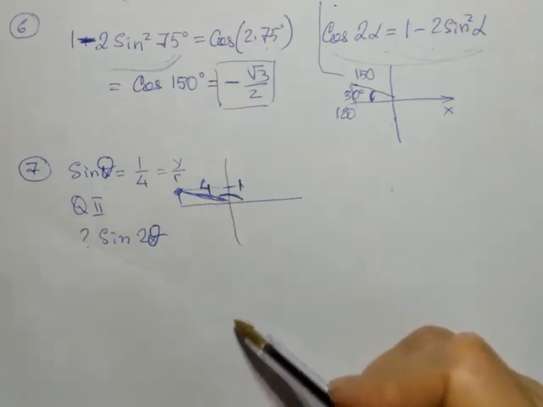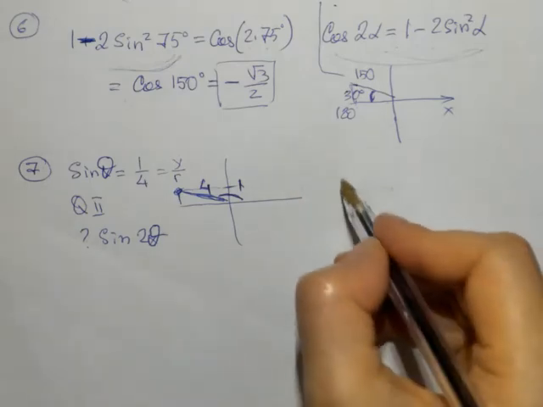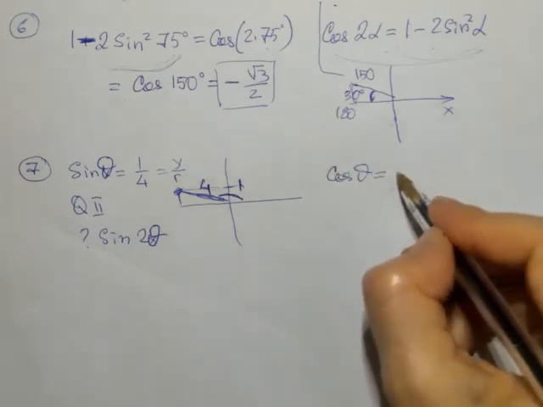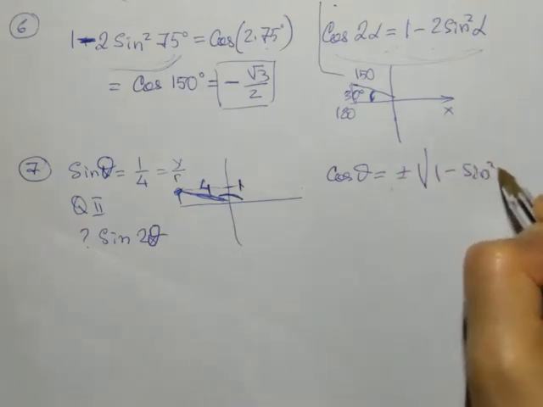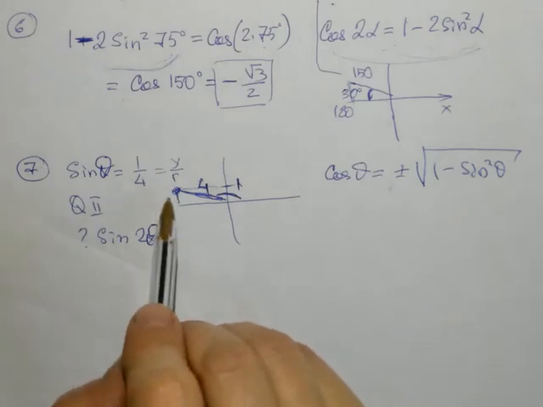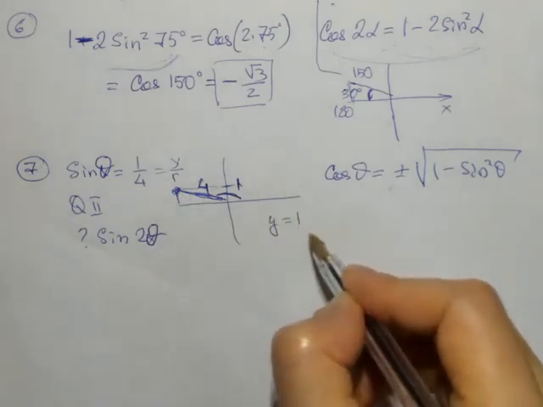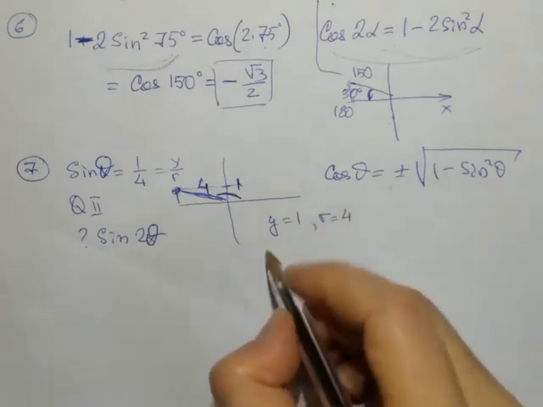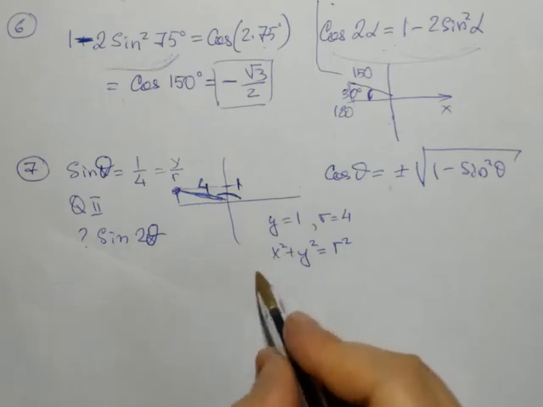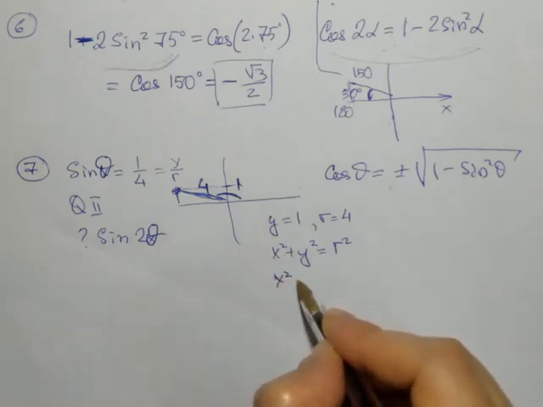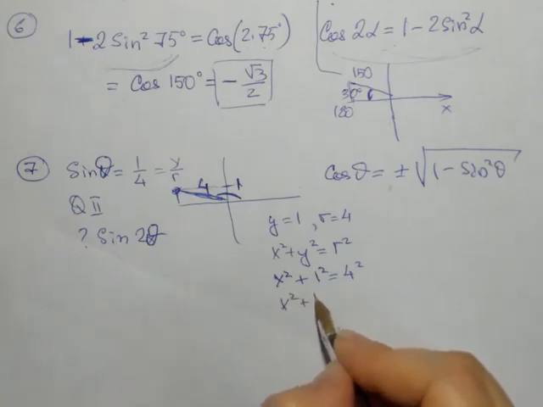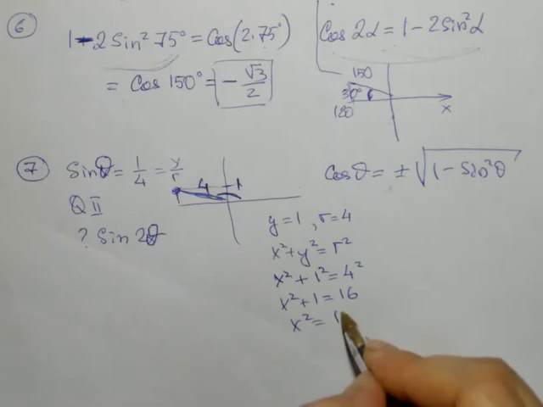So we have two ways how to solve it. So either you use trigonometric identities, you know that cosine theta can be found as plus minus square root of 1 minus sine squared theta from Pythagorean identity. Or you use the coordinates of this point. You know that y equals 1, r equals 4, and Pythagorean identity x squared plus y squared equals r squared. Substituting, let us follow this way. X squared plus 1 squared equals 4 squared. X squared plus 1 equals 16, and x squared equals 15.